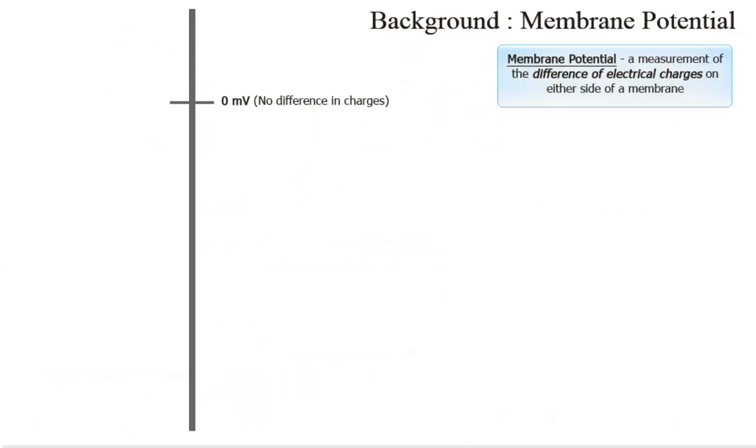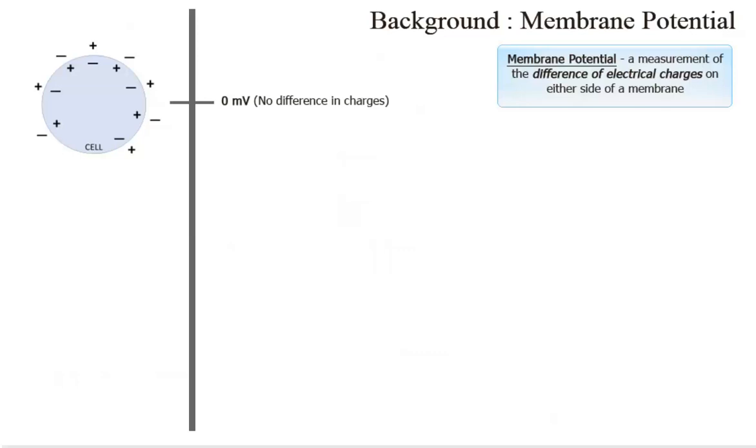Now we will discuss membrane potential and related terminology. Membrane potential can be thought of on the simplest level as a measurement of the difference of electrical charges on either side of a membrane. So if the total number of positive and negative charges on one side of the membrane equaled the total number of positive and negative charges on the other side of the membrane, you would have 0 millivolts potential, meaning that there would be no difference in charges. I've shown that here on our little scale.